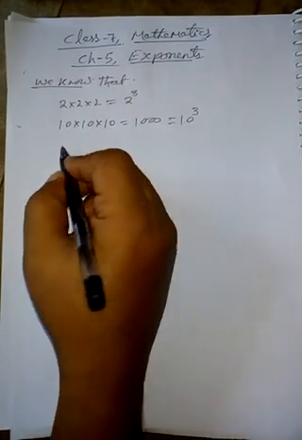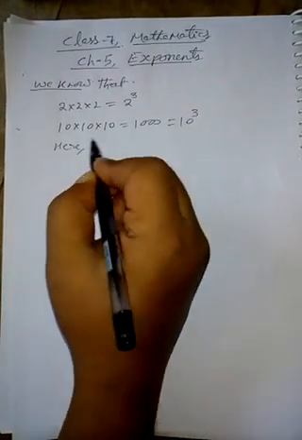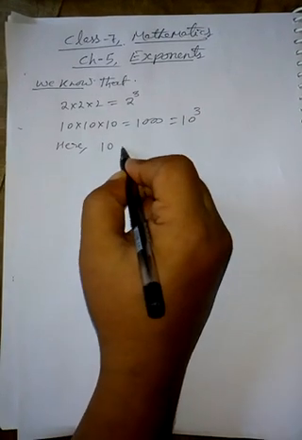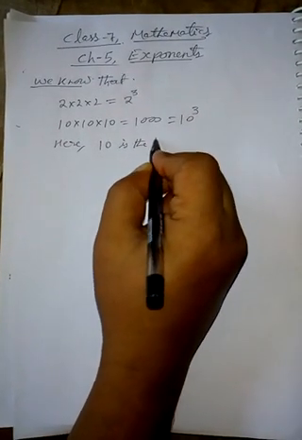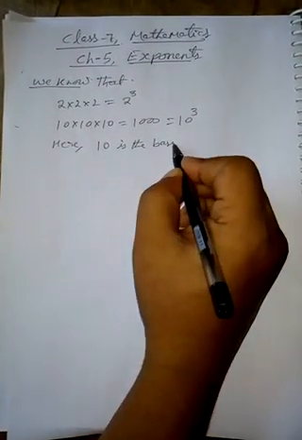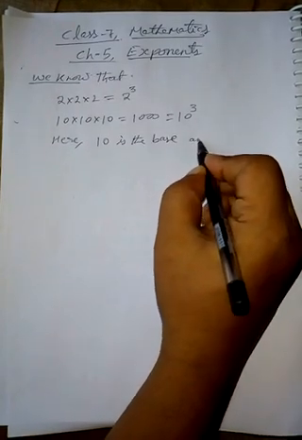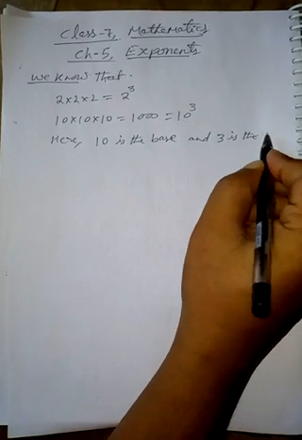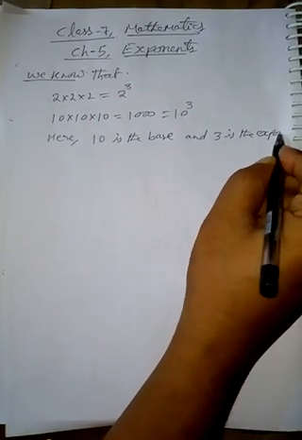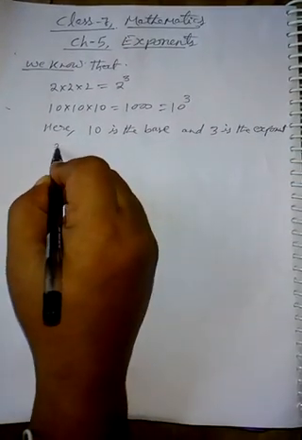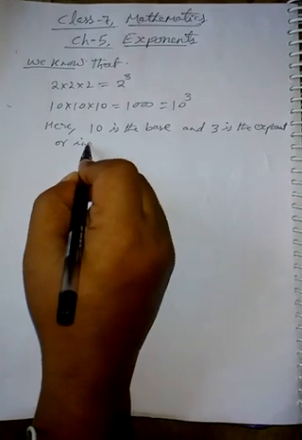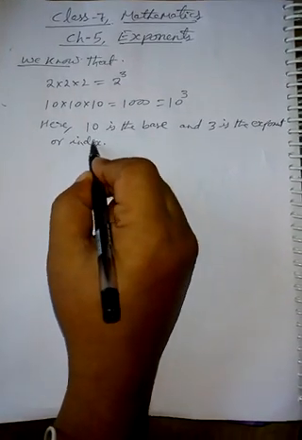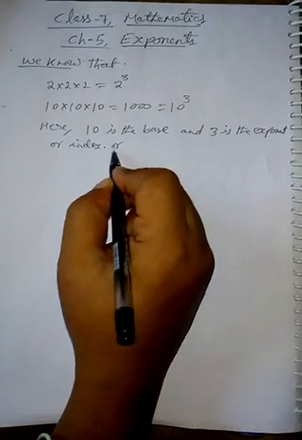So here 10 is the base, and 3 is the exponent, or index, we say, or power.